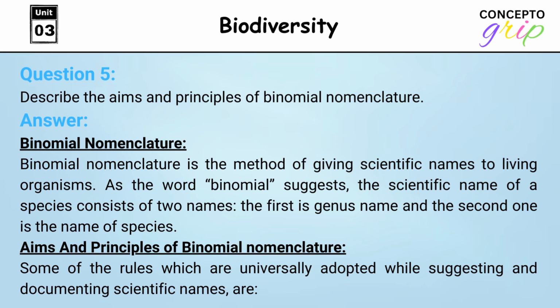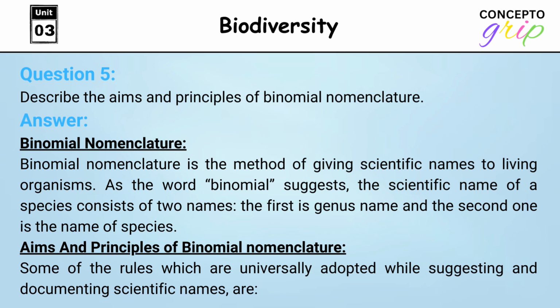Question number 5. Describe the aims and principles of binomial nomenclature. Answer. Binomial nomenclature is the method of giving scientific names to living organisms. As the word binomial suggests, the specific name of a species consists of two names. The first is genus name and the second one is the name of species.